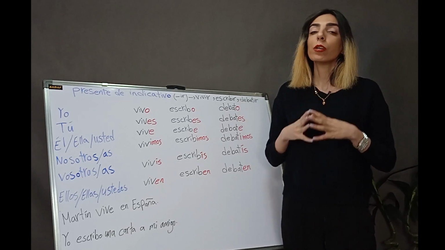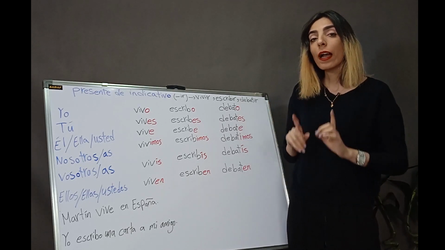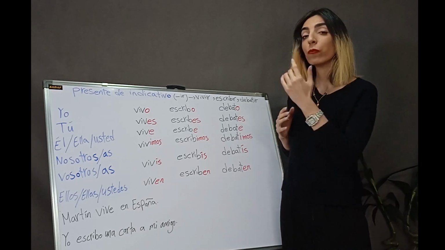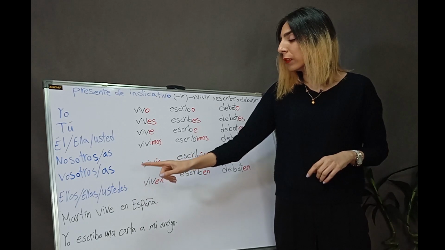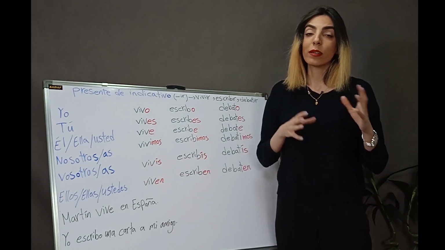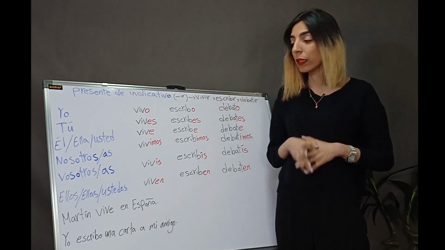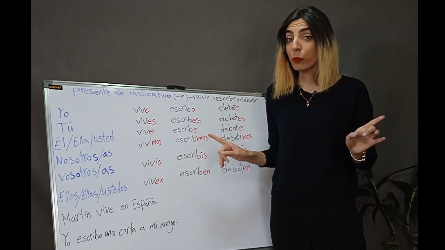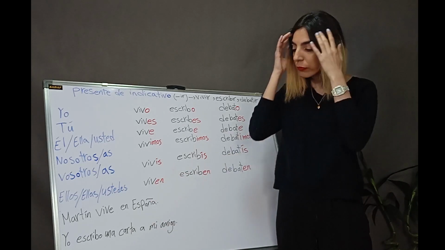So whenever we want to make our sentences negative, we have to add no before the verb. As an example, here I said Martín vive en España. Martín lives in Spain. Now I want to say Martín doesn't live in Spain. Martín no vive en España.